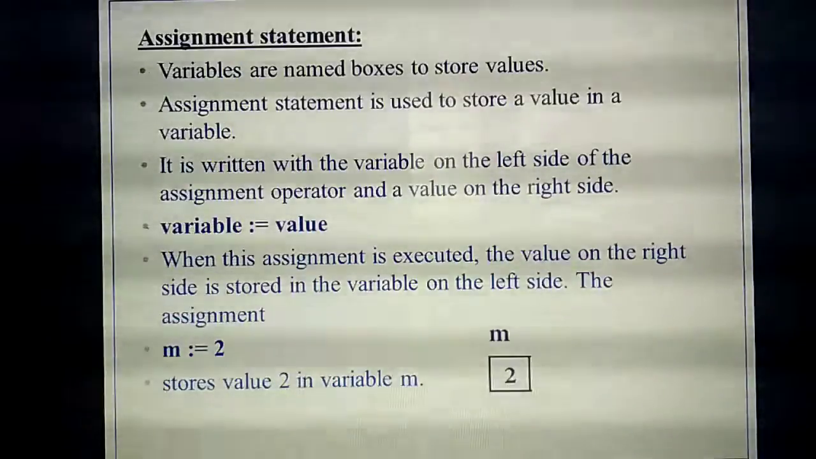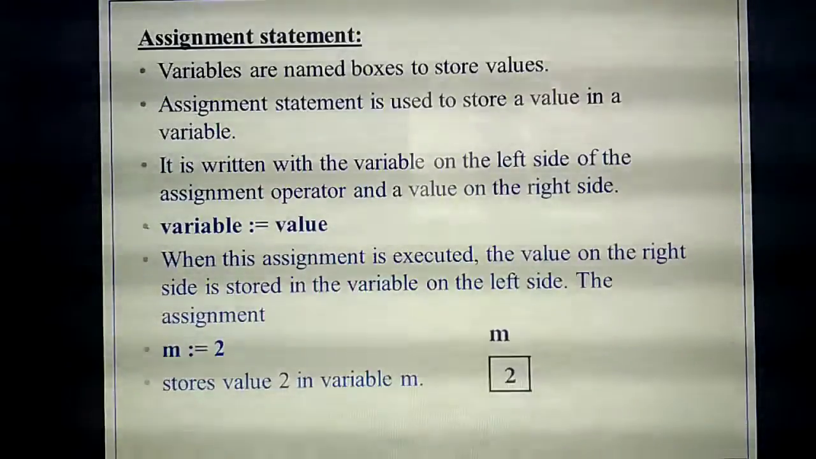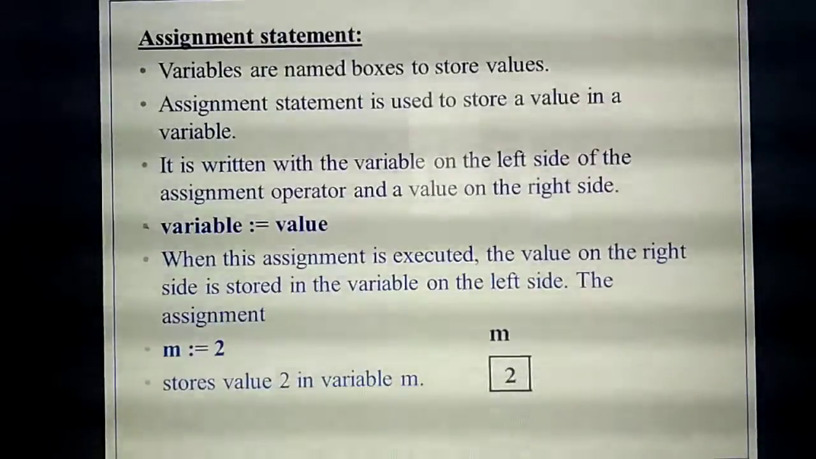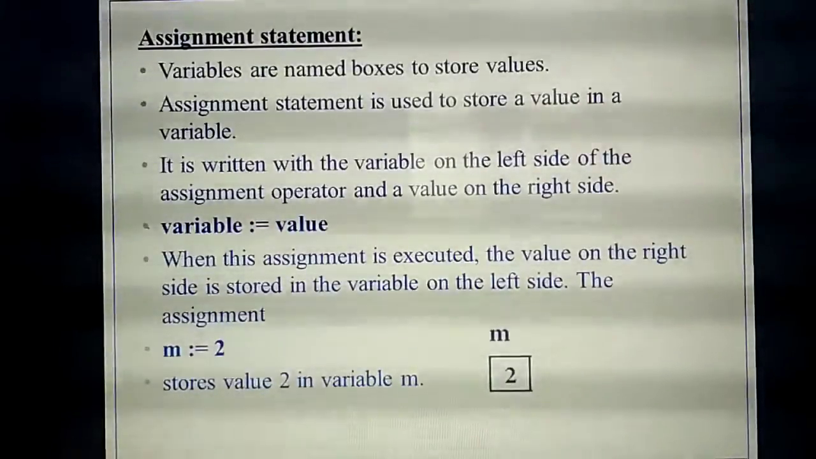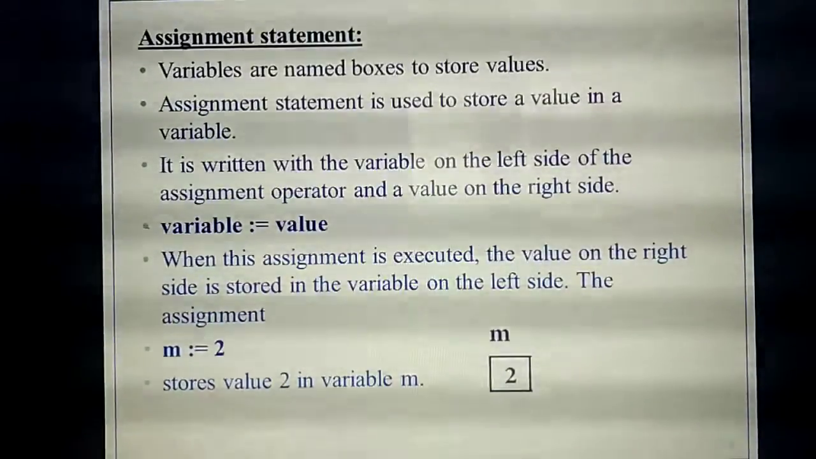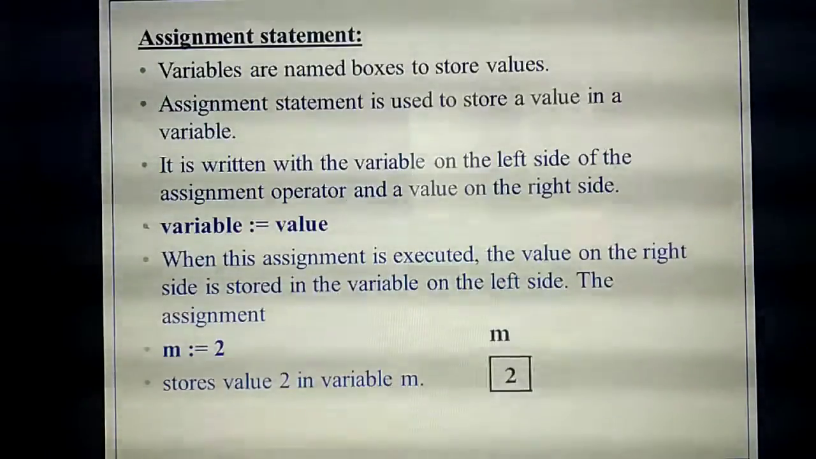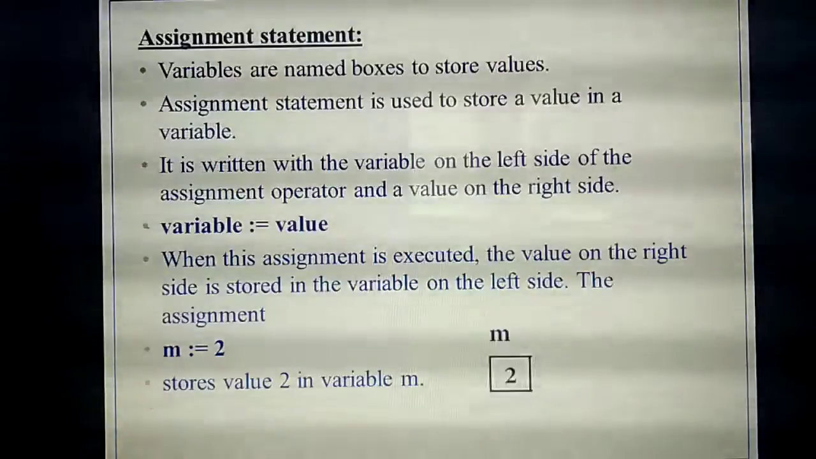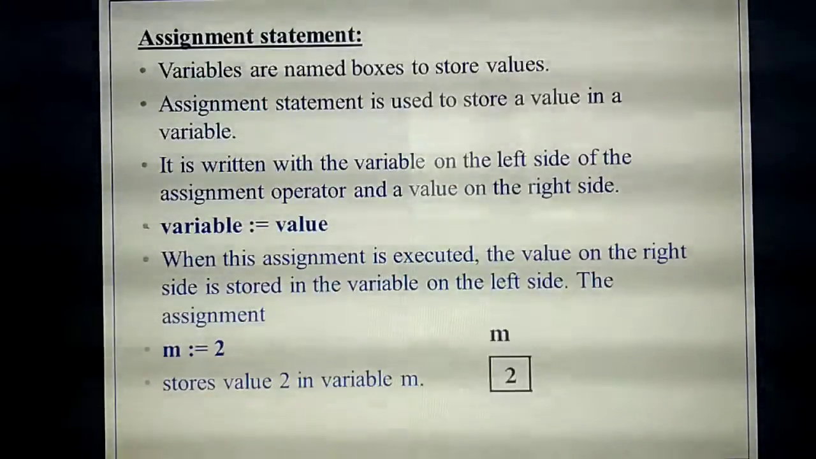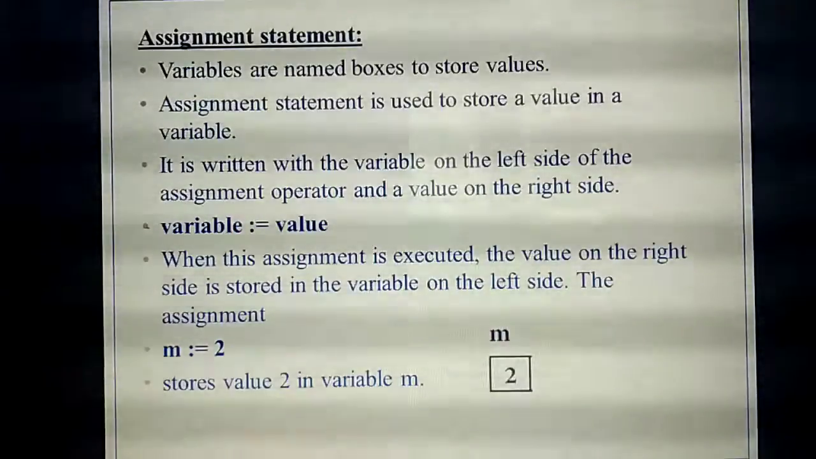Okay, next one is the assignment statement. Next you are going to study which statement? Assignment statement. Assignment statement means you are going to assign some values to variables. What do you mean by assignment statement? You are going to assign some values to the variables. Already you have studied that variables are named boxes to store values. What do you mean by named boxes? For example, A equal to 5, B equal to 10. So A and B are the named boxes to store values 5 and 10.